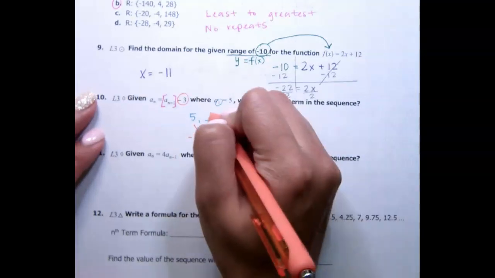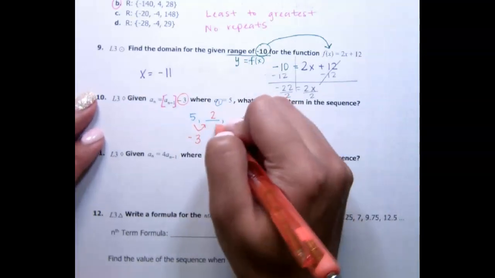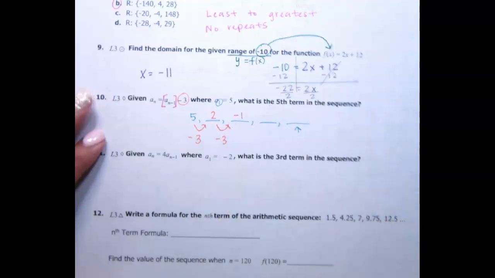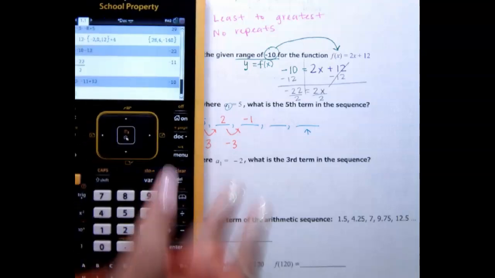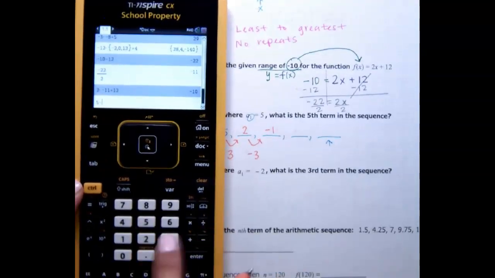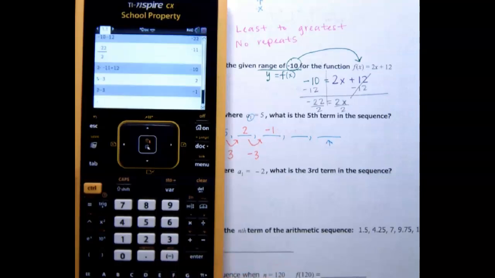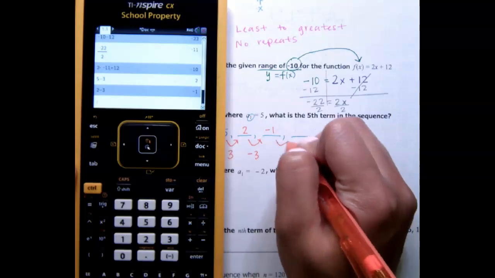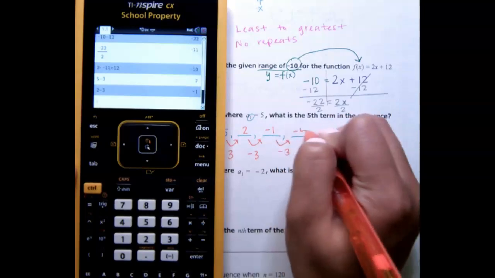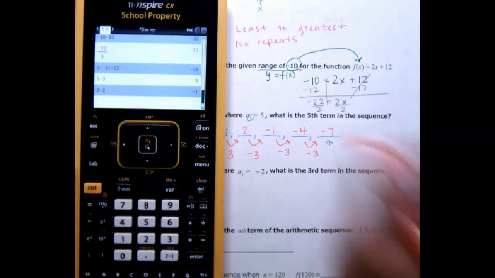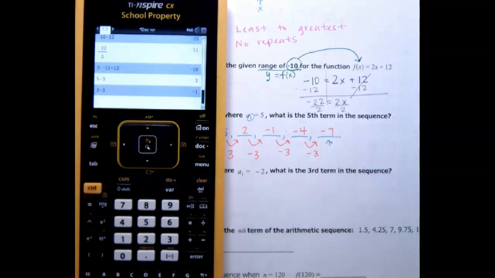5 minus 3 is 2. 2 minus 3 is negative 1. If you need the calculator, please use the calculator. I would rather have you use the calculator to get it right than to guess. Negative 1 minus 3 is negative 4. Negative 4 minus 3 is negative 7. This is the answer we're looking for because we want the fifth term.